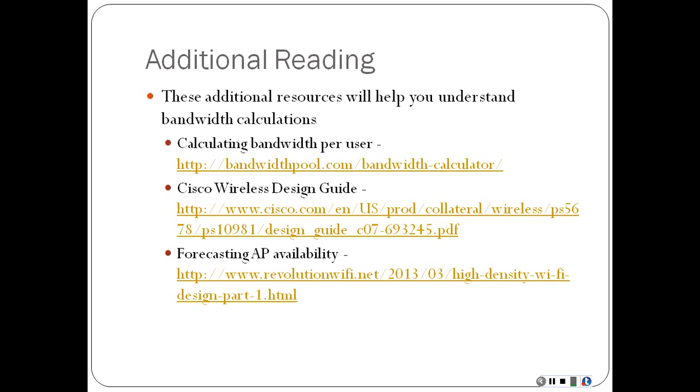And there are some additional resources that are going to help you understand bandwidth calculations so much more easily. The bandwidth calculator, the bandwidth tool, is actually based on the Cisco device. The Cisco Wireless Design Guide is going to totally help you figure out how to do all this stuff. And then forecasting availability is another really good one, especially for high-density Wi-Fi design, on a campus network or a large corporation network. So if you're at Microsoft or Amazon, you really want to be able to forecast how the availability of all those access points is going to work for you. And you tie that in with the wireless design guide and the bandwidth calculator, and you're going to do really, really well.